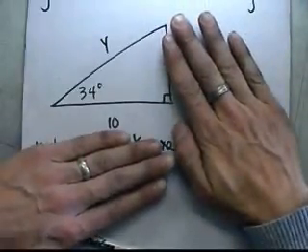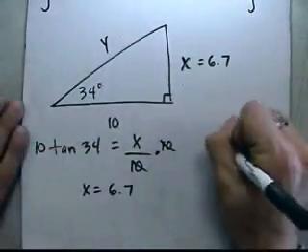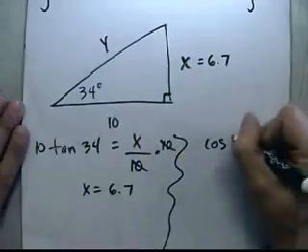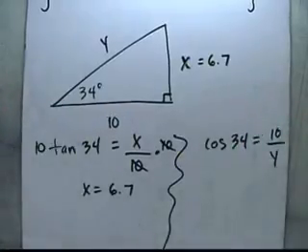So on this one, I would probably use the cosine, right? Adjacent and hypotenuse. So cosine of 34 is going to equal adjacent over hypotenuse, so 10 over y. Feeling pretty good about that? That's one way to do it. We have to get the fraction out of there, so you multiply by y on both sides.